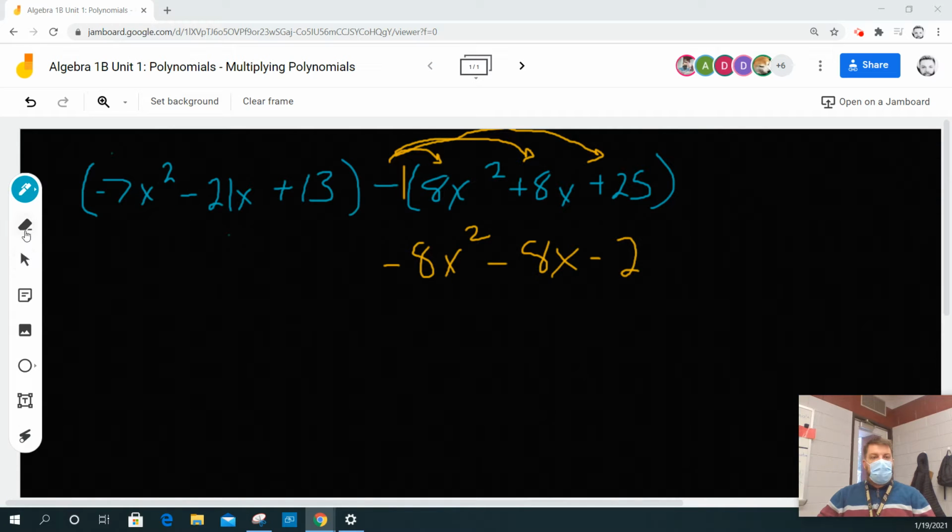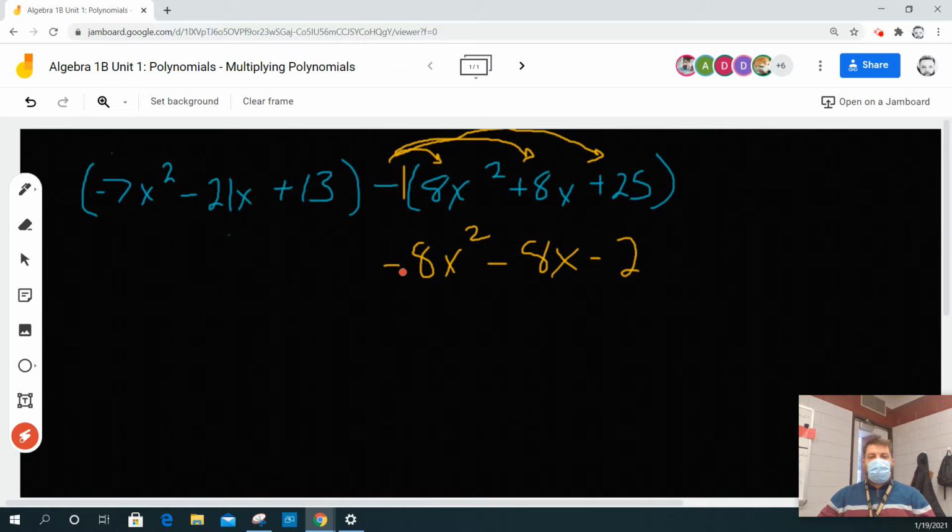All right, so we're going to start where we left off before we talk about multiplying. I have negative 7x squared minus 21x plus 13 minus 8x squared plus 8x plus 25. The first thing I do is think of this negative sign as being a negative 1, and I multiply it by each of the terms in the parentheses.